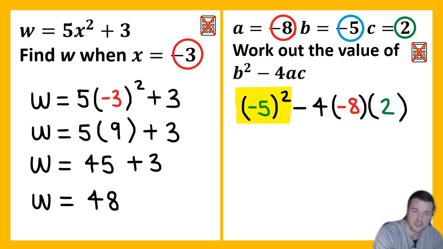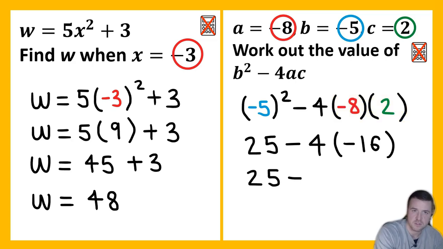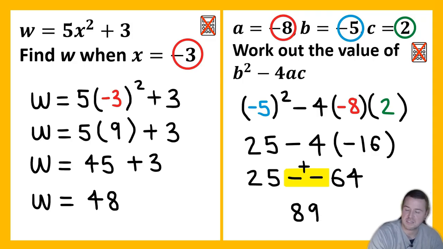Focusing on each operation, (-5) squared, -5 multiplied by -5 is 25, and I'm subtracting 4 lots of -8 multiplied by 2, which is -16. 25 subtract 4 lots of -16, which is -64. And subtracting a negative will have the same impact as adding, giving me a simplified answer of 89.